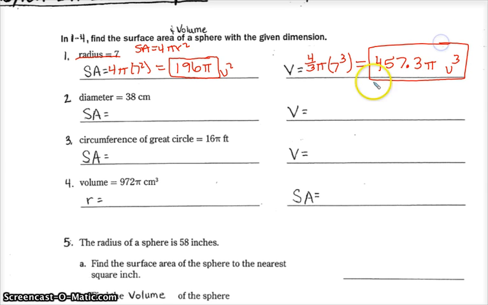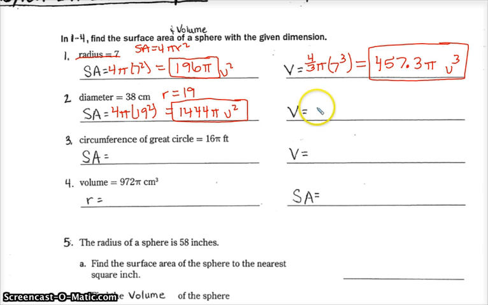In our next example, I'm given the diameter. Remember, to use my formulas, I need the radius, so I work backwards. The radius is half of the diameter, so in this case, my radius is 19. All right, plug it into my surface area formula, 4 pi times my radius squared. When I do 4 times 19 squared, I get 1,444 pi units squared.